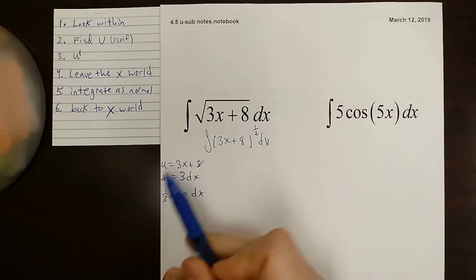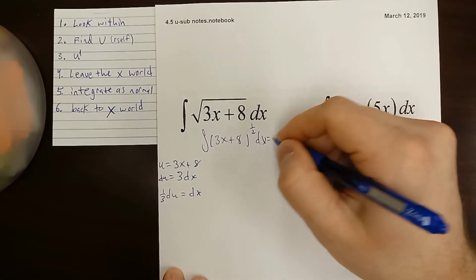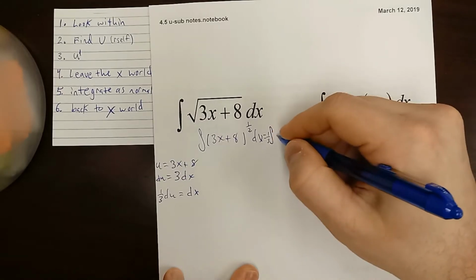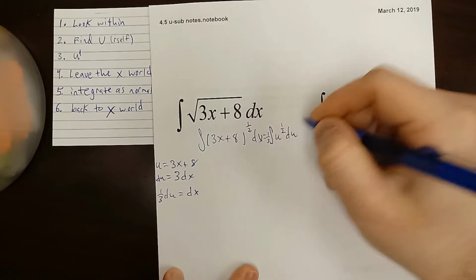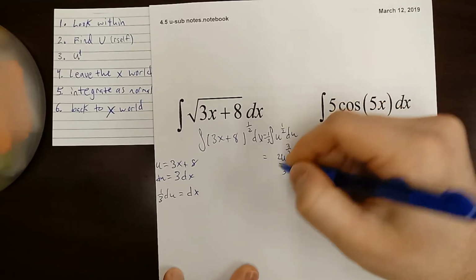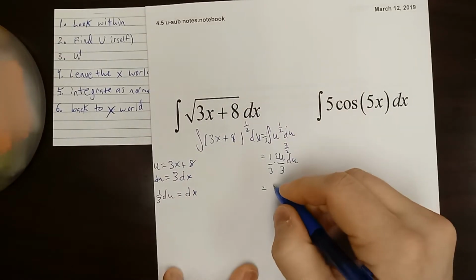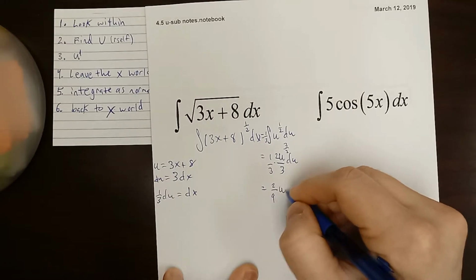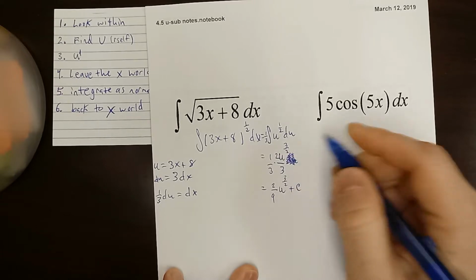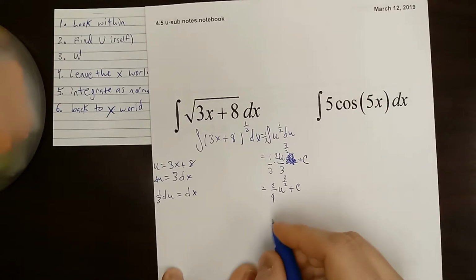And a lot of you are going to get to a point where you can do that really quickly, and that's great. So we can say that this is, let's see, I'll pull the 1/3 out front, u to the 1/2 du. Now that's a really nice integral because it's just u to the 3/2 times 2/3. The 1/3 is out front, du. We're going to get 2/9 u to the 3/2 plus c. Oh, I got ahead of myself, sorry. Gotta slow down.